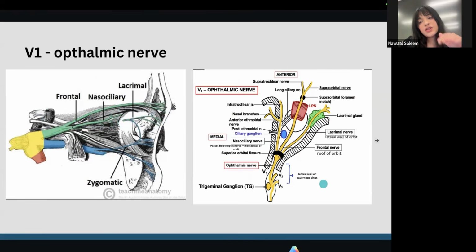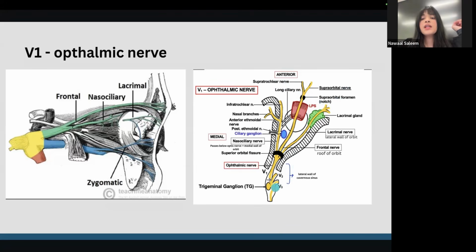Let's start off with the lacrimal nerve because it is the most lateral in the orbits. It supplies the lacrimal glands. Then you have the frontal nerve, which is on the roof of the orbits, so it's above the eyeball. It courses above the eyeball, and then at the supraorbital foramen, at the notch, it's going to divide. It's going to give you the supraorbital nerve and the supratrochlear nerve.